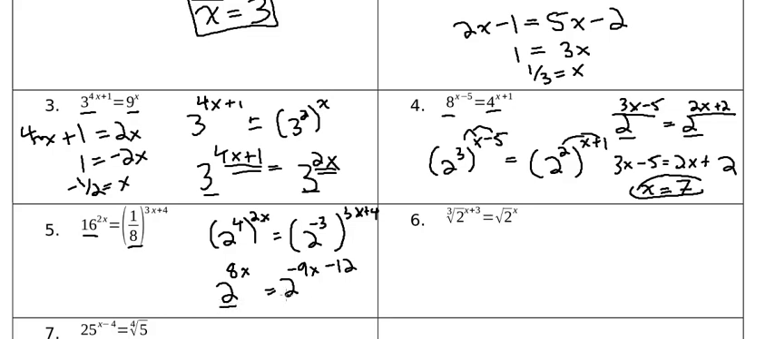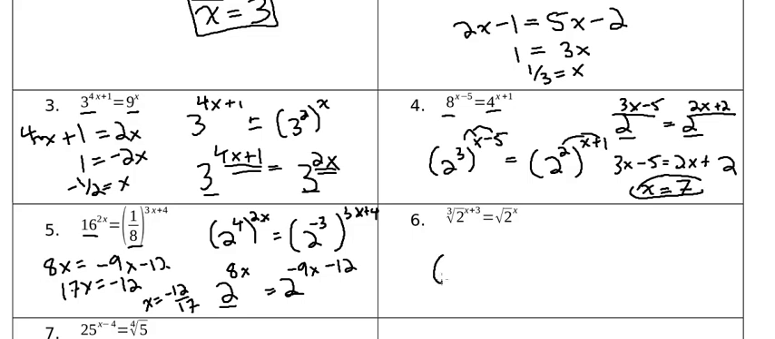And now that they have the same base, I can just set these exponents equal to each other. I'll add 9x to both sides and get 17x. Divide by 17, you get x equals negative 12 over 17. So you're going to try number 6. Now remember, when you have a radical, you can rewrite that as a rational exponent. So I'll get you started if you need a hint here. Otherwise, pause the video now and try on your own. Here comes the hint.